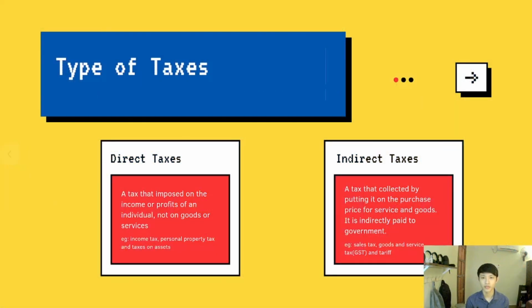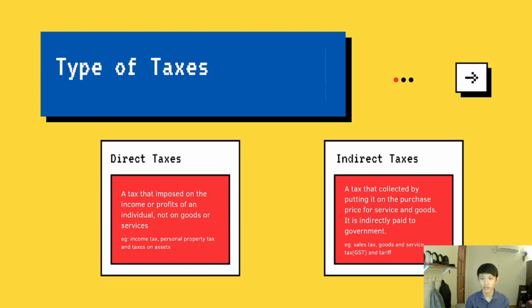My name is Hafiy bin Zainal. Now, I will present about types of taxes. There are two types of taxes in Malaysia, the first one is direct taxes. Direct taxes is a tax that is imposed on the income or profit of an individual, not on goods or services. For example, we have income tax, personal property tax, and taxes on assets. The other one is indirect taxes.